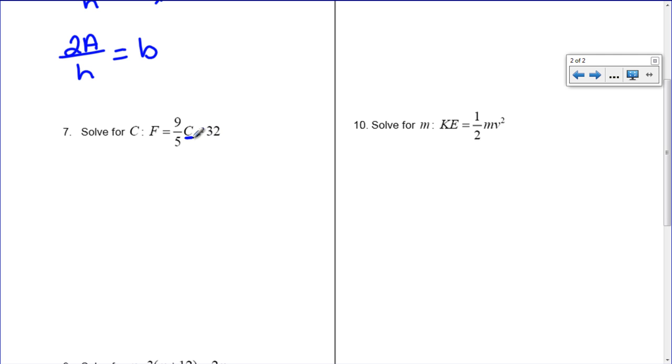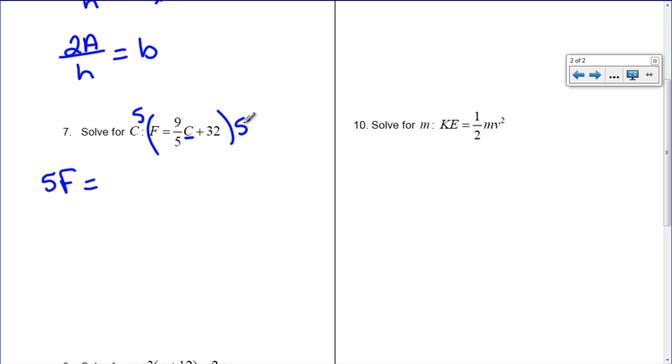So number 7, we want to solve for C. So I want to get this C by itself. Well, this has a fraction, but it also has this plus 32. Doesn't matter what I do first. Either way, I've got to get rid of that fraction, just like before. So just like in the last problem, I'm going to start by multiplying both sides by 5 so I can cancel the fraction out. So this gives me 5F.